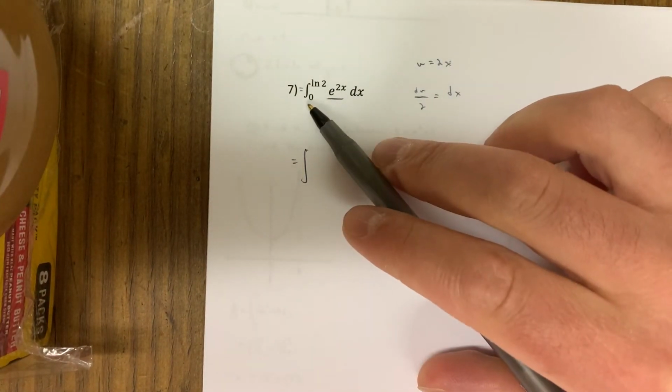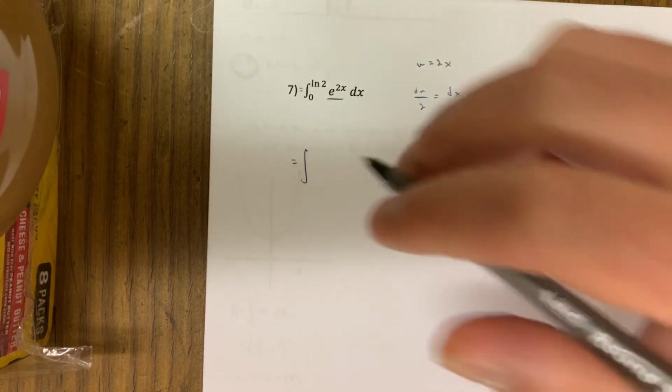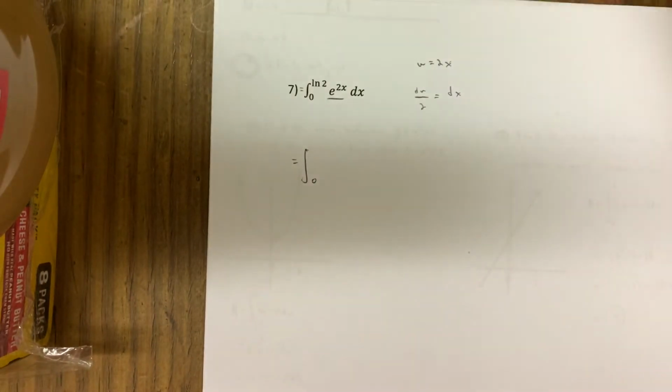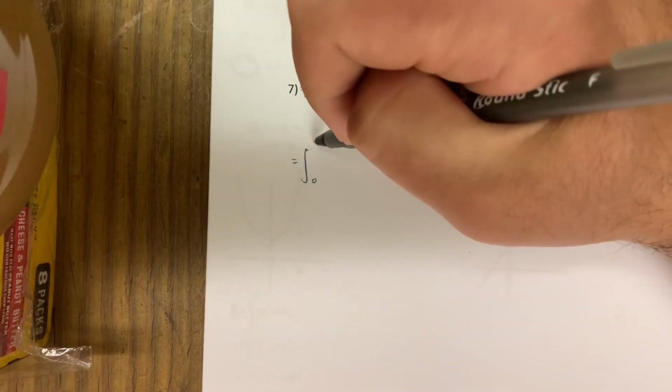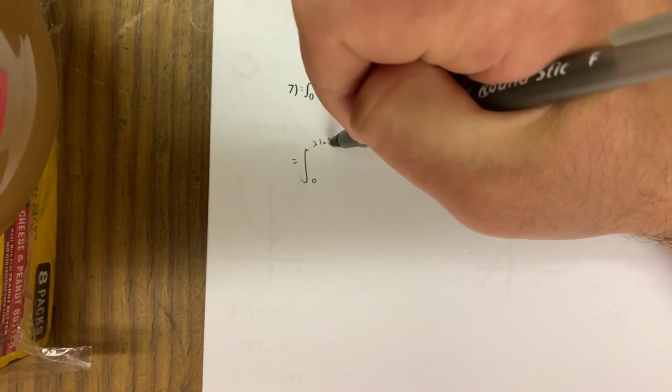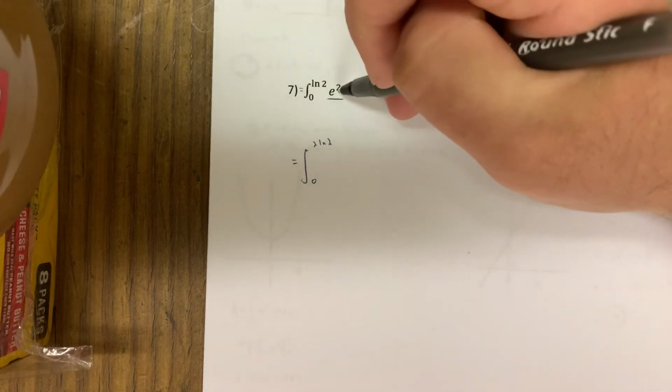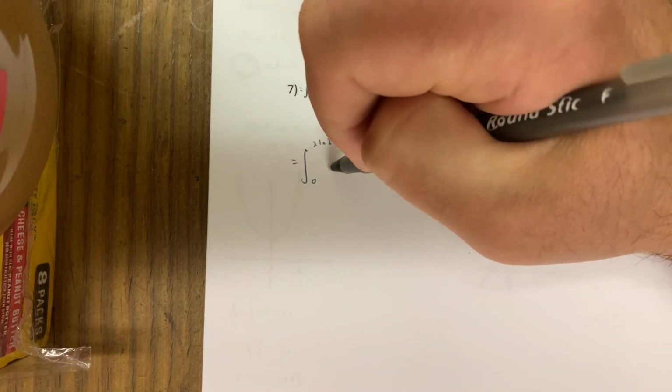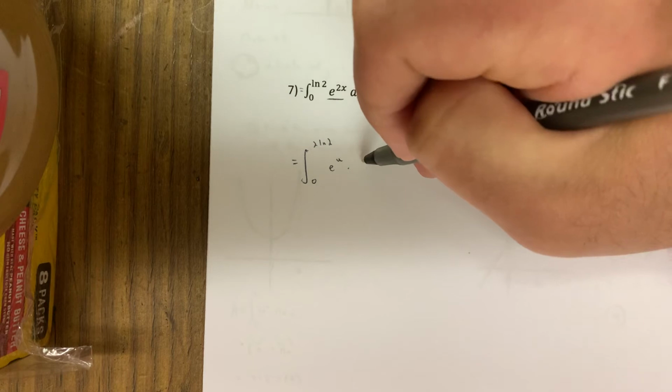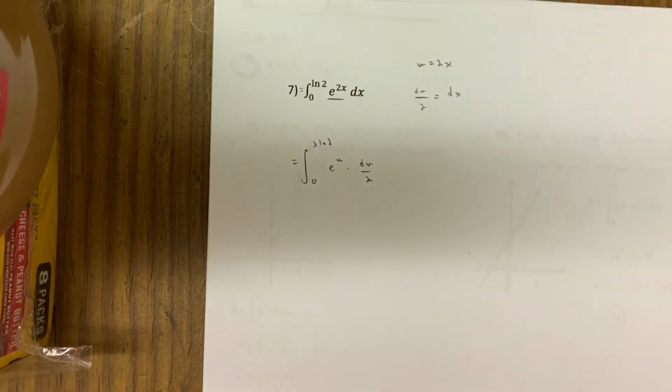When x is equal to 0, u is equal to 2 times 0, which is still 0, so we're loving it. But when x is equal to ln 2, u is equal to 2 times ln 2, that's 2 ln 2. And then this right here, instead of e to the 2x, now that's e to the u, and then take out the dx, put in a du over 2.